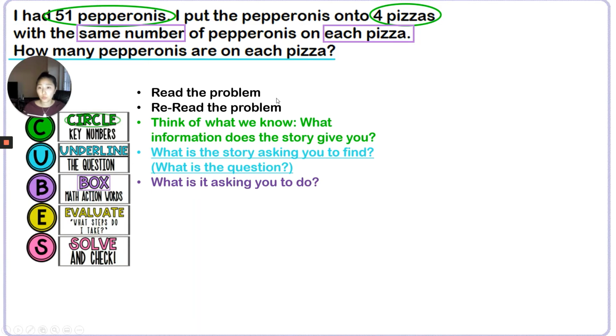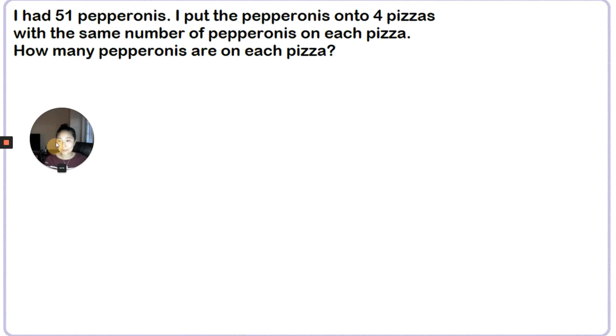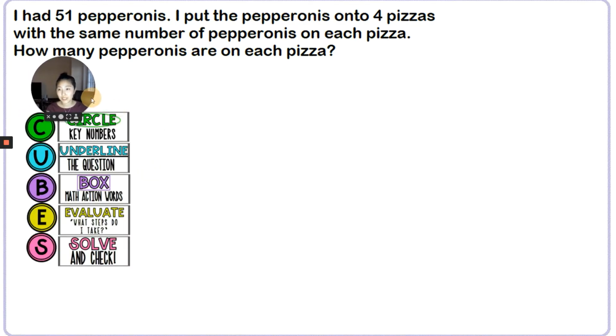Now we need to do our more or less than question. Here we go. Are there going to be more or less than 51 pepperonis on each pizza? Like, is each pizza going to have 51 pepperonis? I think there's going to be more than 51 pepperonis on each pizza. I think there's going to be less than 51 pepperonis on each pizza because, pausing right now, you're going to tell me why. Great job explaining, and we're going to hop on. So, quickly going over this so we can move right into our solving.